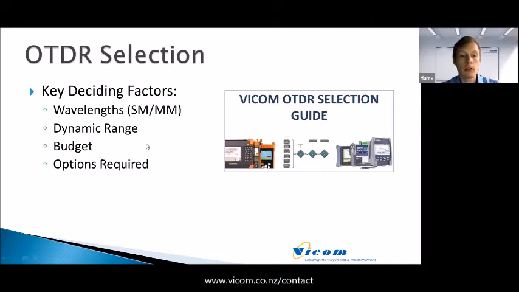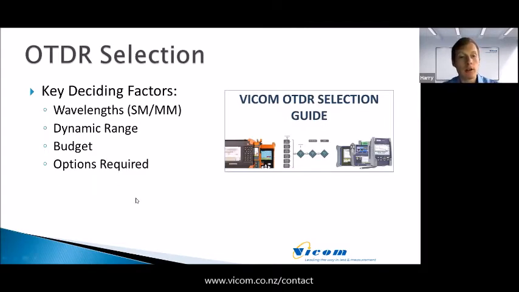The second pretty big decision you need to know and understand is dynamic range. Now I'm going to chat about dynamic range shortly, but in very crude and basic terms, dynamic range is how far the OTDR can shoot a trace. In very basic terms, but I'll explain that further shortly.